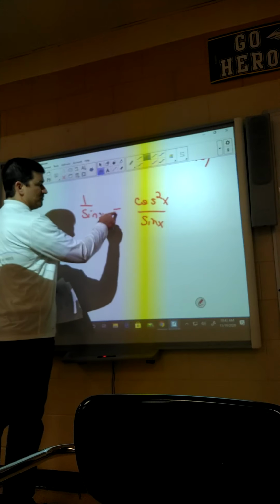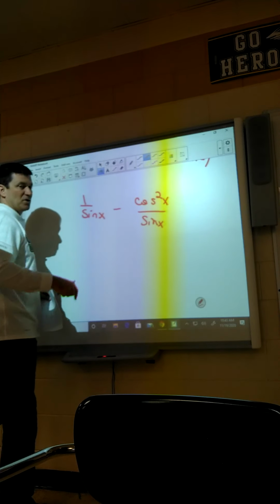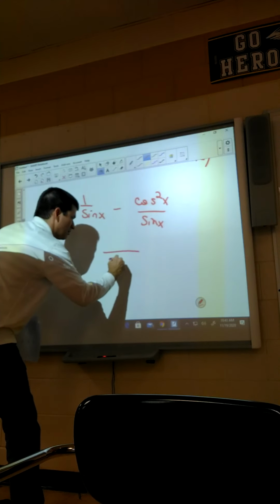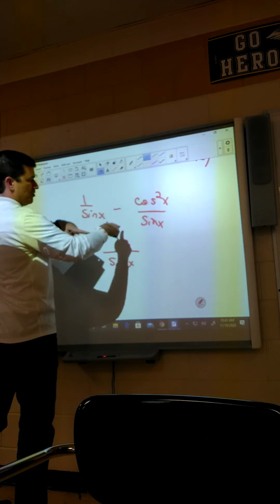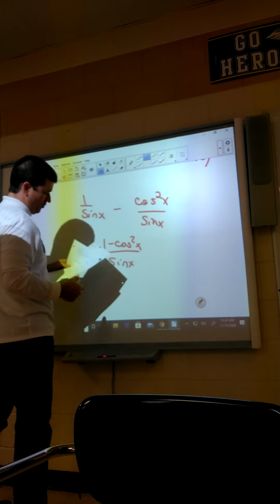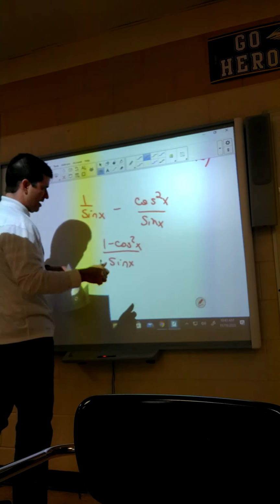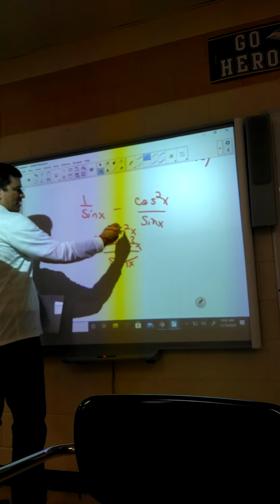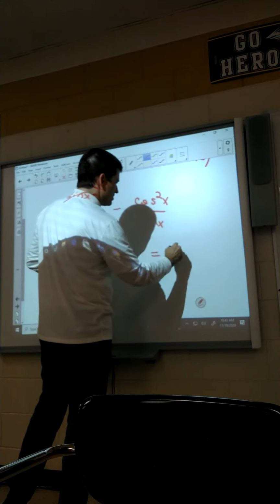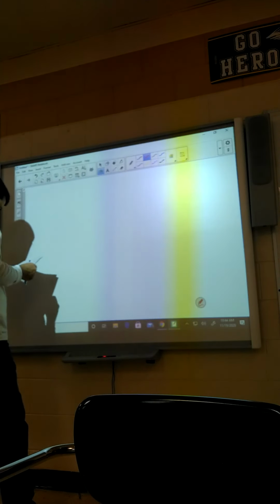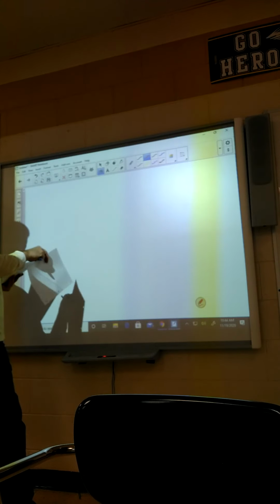Second step, can I cross anything out? No, but if it's got a plus or minus in between, you got to do your common denominator step. These already have a common denominator. So you just merge the top into 1 minus cosine squared. That is a formula. That is sine squared. So 1 sine cancels out 1 sine. My answer is sine x. Let's flip it over to 13.